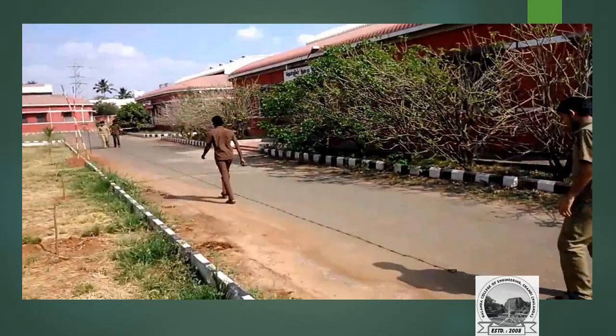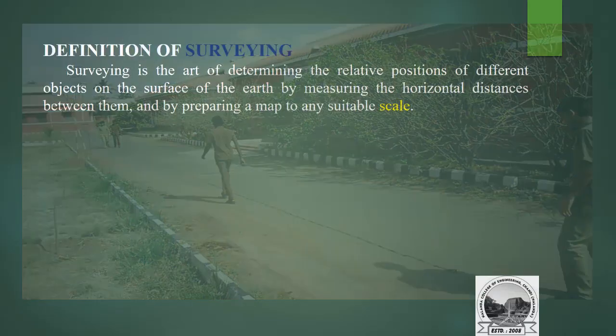Look at this picture. In this picture, horizontal distance is measured by chain surveying. A metric chain is used to measure the horizontal distance. This is one of the examples of surveying. Then comes to the leveling.